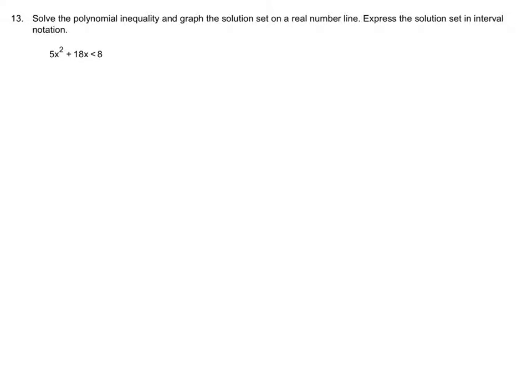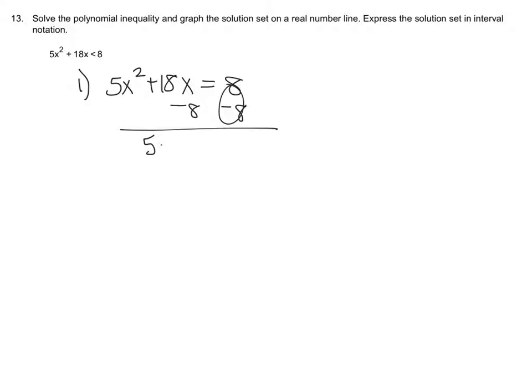Here we have a polynomial inequality, and the first step to solving these inequalities is to rewrite the inequality with an equal sign. So this will be 5x squared plus 18x equals 8. Next, we want to set the equation equal to 0. So we're going to subtract 8 from both sides, and we have 5x squared plus 18x minus 8 equals 0.